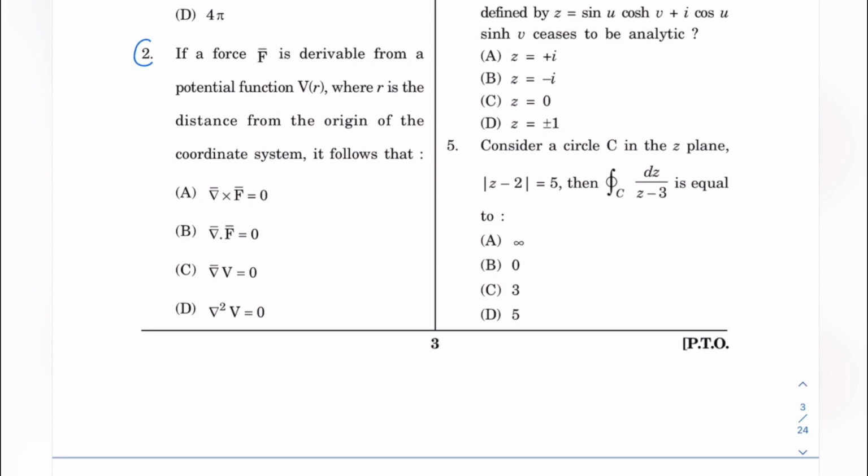Problem number 2. If a force F is derivable from a potential function V of r, where r is the distance from the origin of the coordinate system, it follows that. So we have F is equal to gradient of V, and we know that curl of a gradient is 0. So thus curl of F should be 0. So option A is the correct answer.